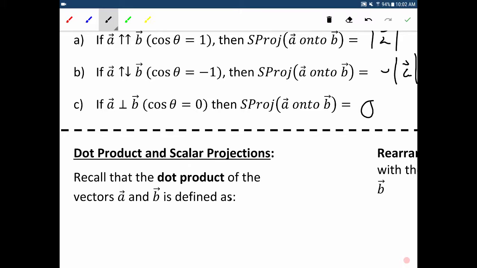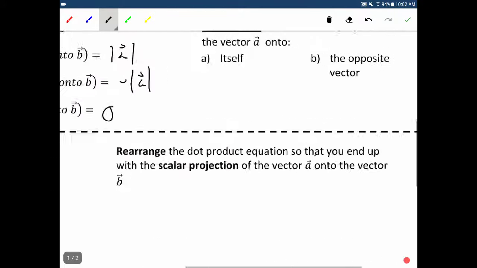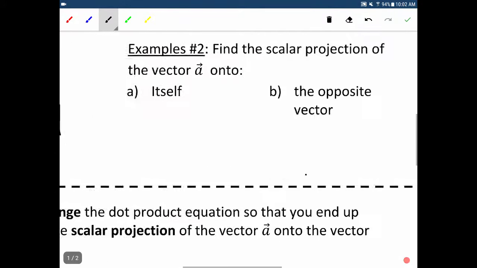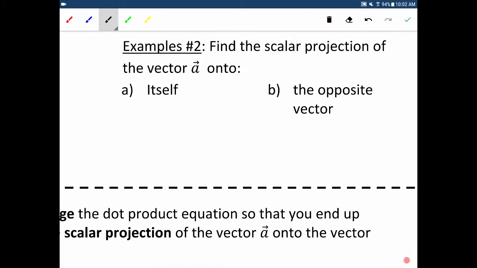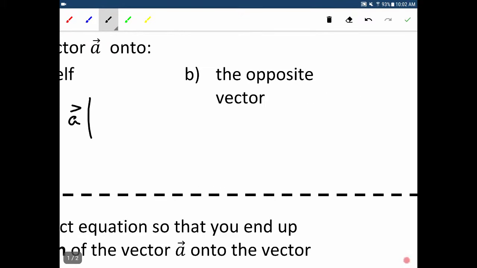If I want to find the scalar projection of a vector A onto itself, it's just going to be the magnitude of itself. Think about it like a shadow: the shadow lines up exactly because it's exactly the same vector. And of course, the opposite vector is exactly the same, but going the other direction, so it's just going to be negative.